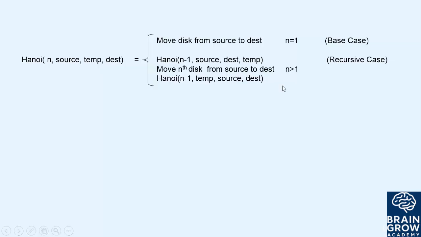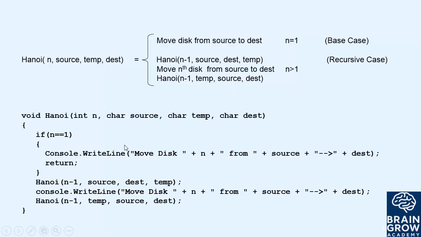This is the recursive definition for the Tower of Hanoi problem. The base case is when we have to move only one disk from the source pillar to the destination pillar. In the recursive case, first we move n minus 1 disks from the source pillar to the temporary pillar using the destination pillar as a temporary pillar. And then we move the nth disk from the source pillar to the destination pillar. And then we move n minus 1 disks from the temporary pillar to the destination pillar using the source pillar as a temporary pillar. This is the recursive method for the Tower of Hanoi problem. We'll trace the method calls for n equal to 4.